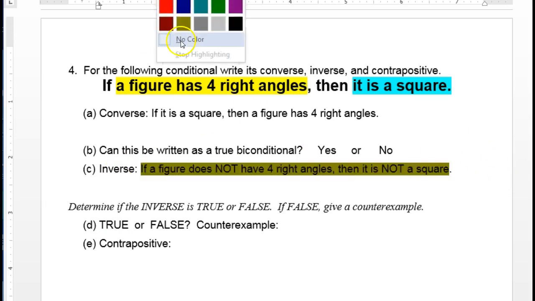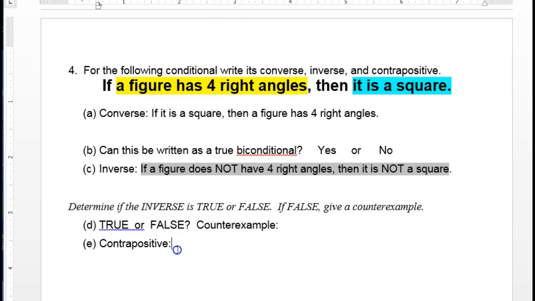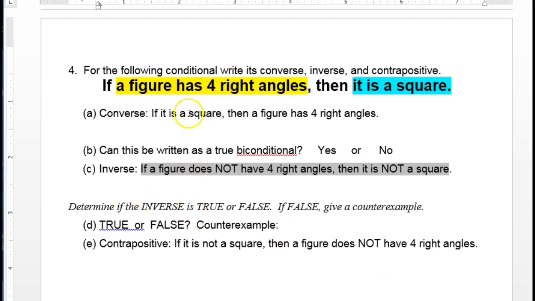Let's just look at this one, and I'm just going to make that one gray. I'm just going to take this one and swap the order of this one to make the contrapositive. So if it is not a square, then a figure does not have 4 right angles. So I did those 3 parts.